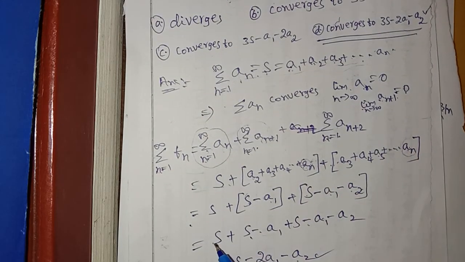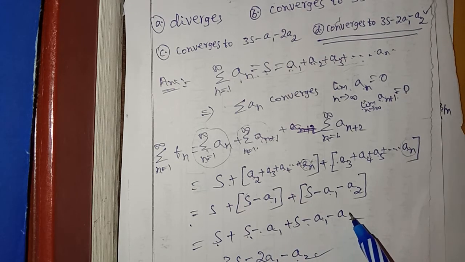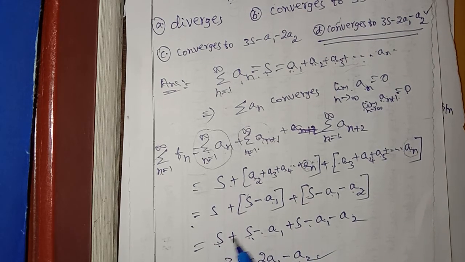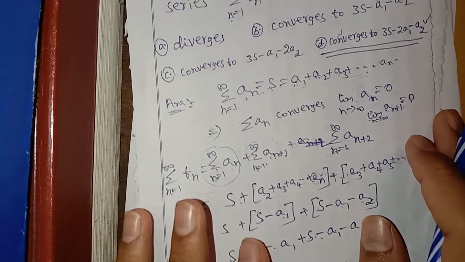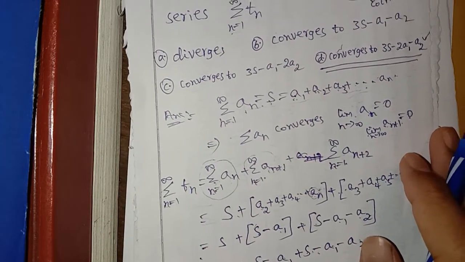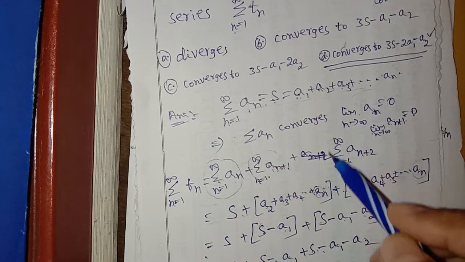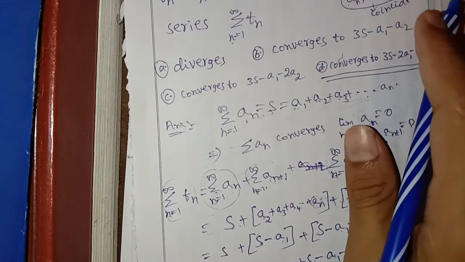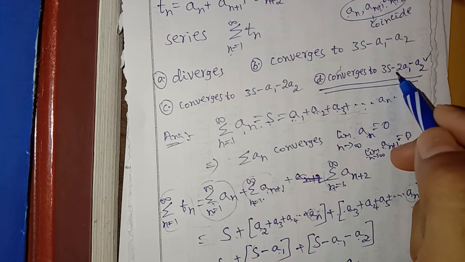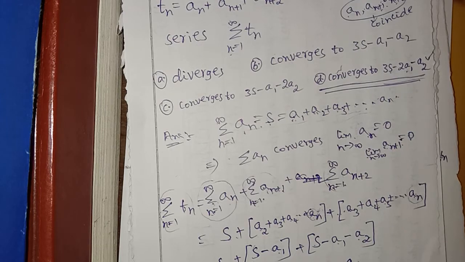And what does it become? s plus s minus a1 plus s minus a1 minus a2. Now if we add this, we get 3s minus 2a1 minus a2. Since an is a convergent series, this is also a convergent series, so Tn is also a convergent series. So the series converges to 3s minus 2a1 minus a2. The choice D is correct.